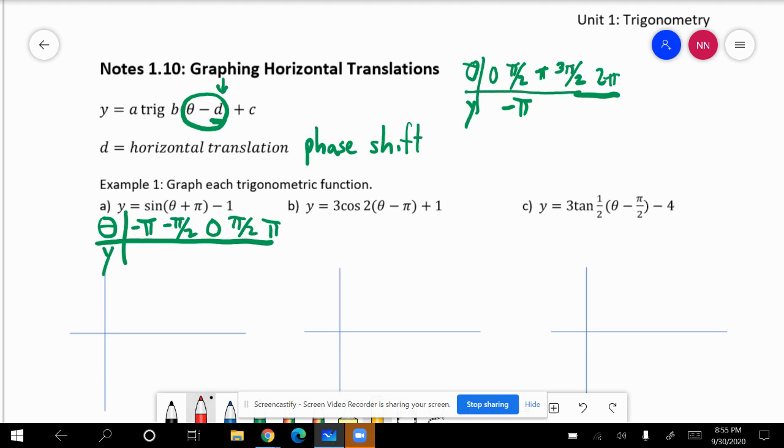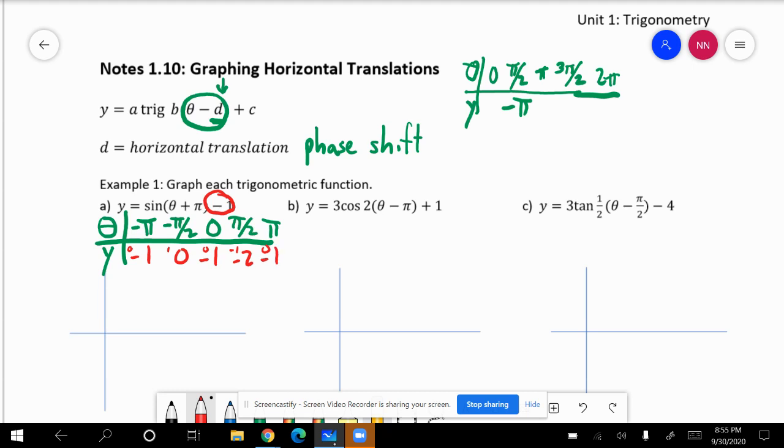Now, if we're looking at our equation, what we're doing is we're subtracting 1 each time. So our normal sine values are 0, 1, 0, negative 1, and 0. So if we're subtracting 1, we get negative 1, 0, negative 1, negative 2, negative 1.